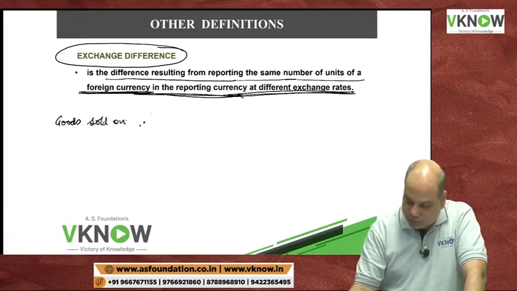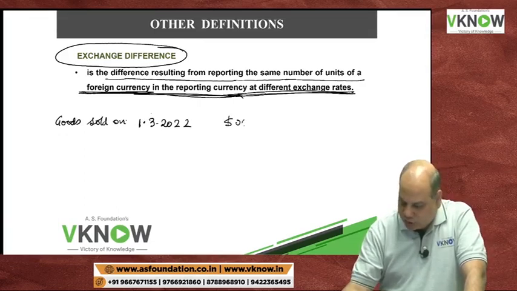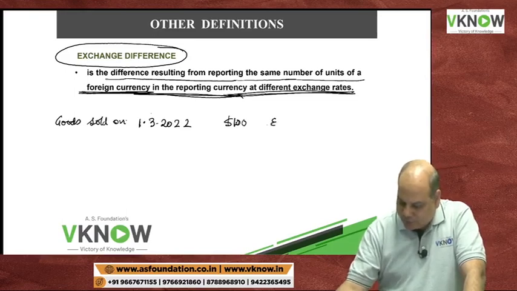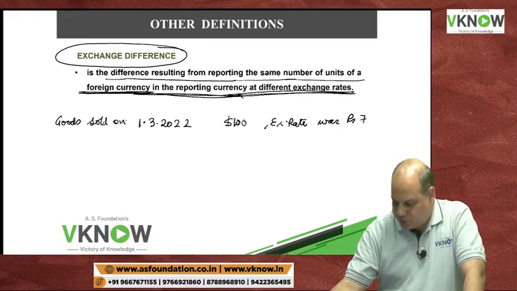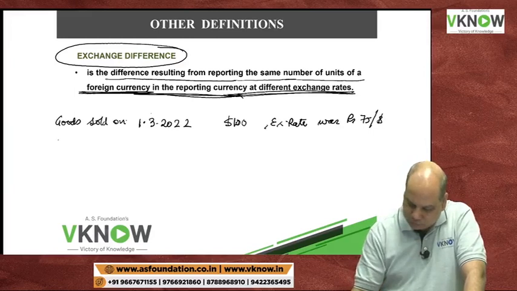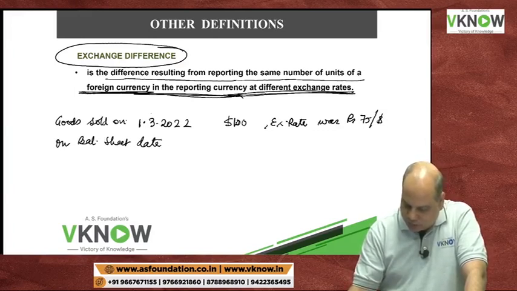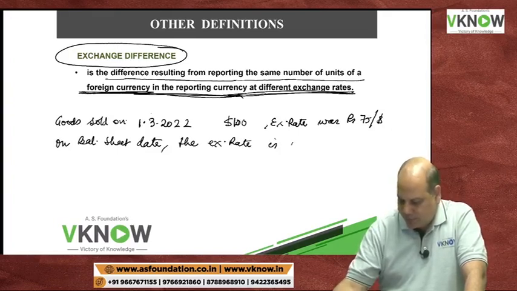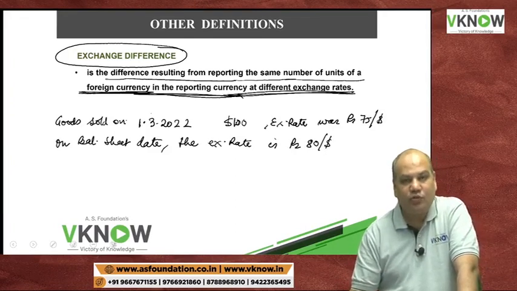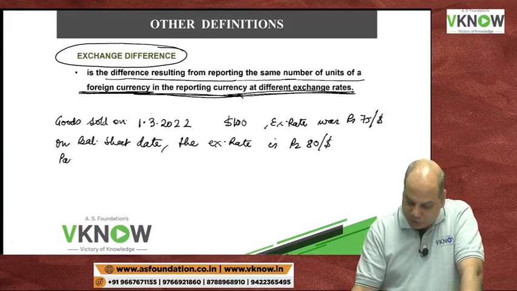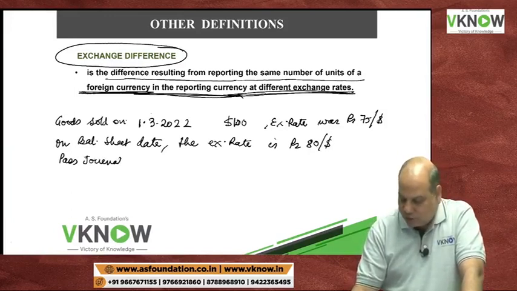Goods sold on 1st March 2022, $100, and exchange rate was ₹75 per dollar. On balance sheet date, the exchange rate is ₹80 per dollar. Pass journal entries. So what will happen now?